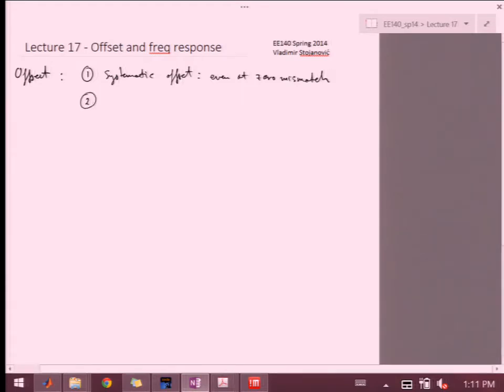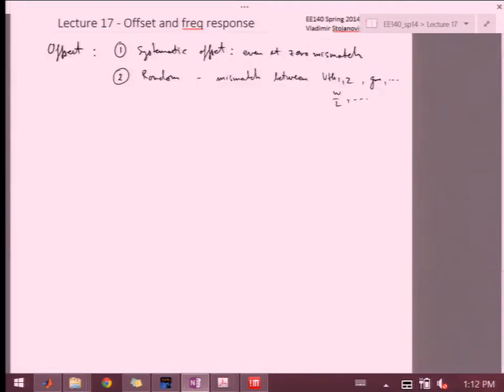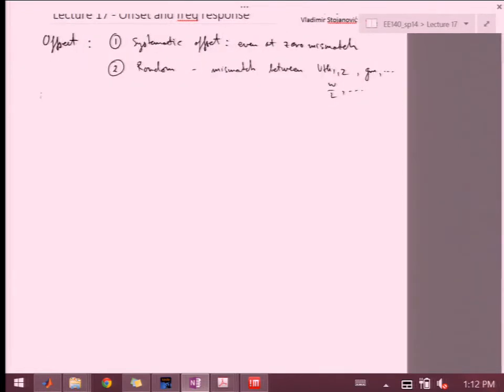And two, we'll have the random component, and this one will be due to mismatch. Let's say VTH1, VTH2, and that will then affect the gm's, etc. It could also be W over L, etc. Okay, so let me give you a simple example.